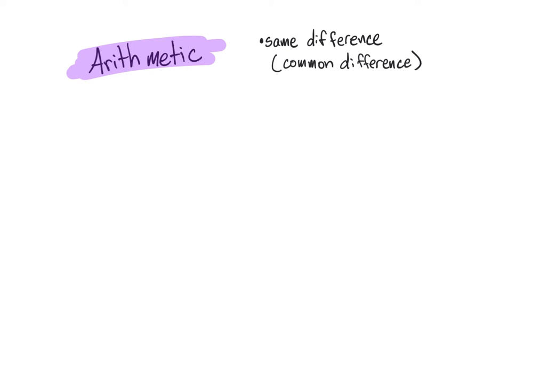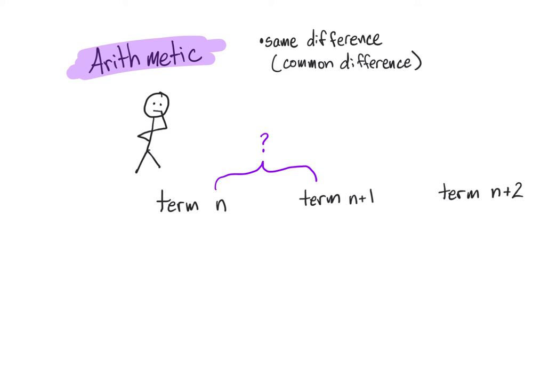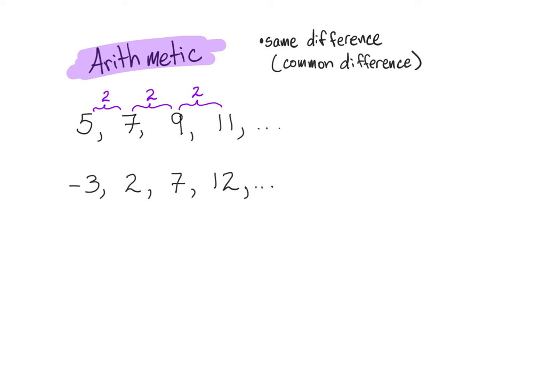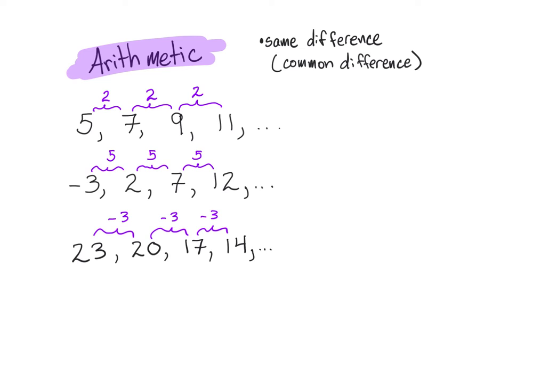Let's start with how to identify a sequence as arithmetic or geometric. An arithmetic sequence will always have the same difference, or a common difference. That means when you look at the distance between each consecutive term, it will be exactly the same. This sequence has a common difference of 2. This sequence has a common difference of 5, and this sequence has a common difference of -3.